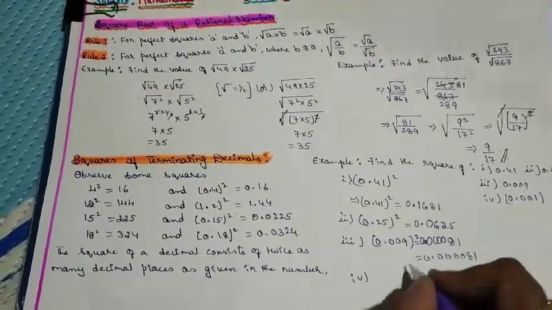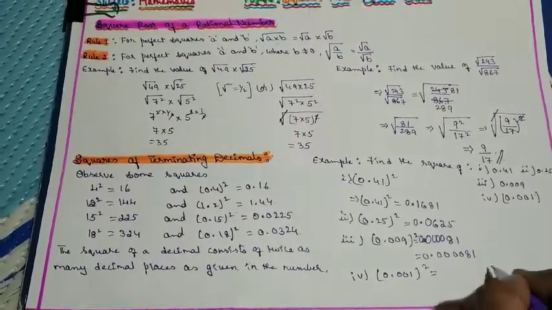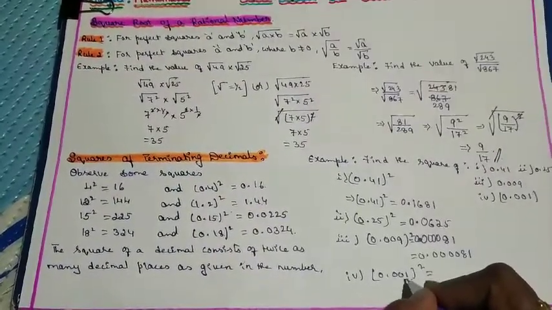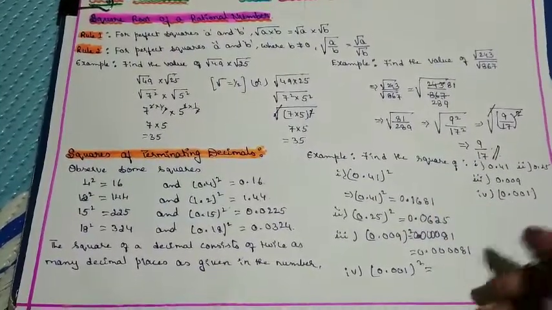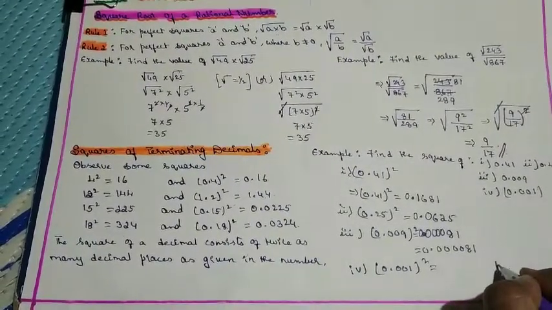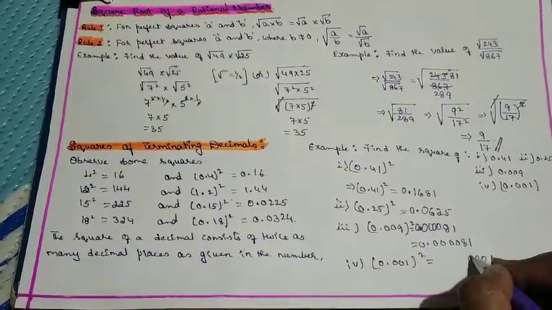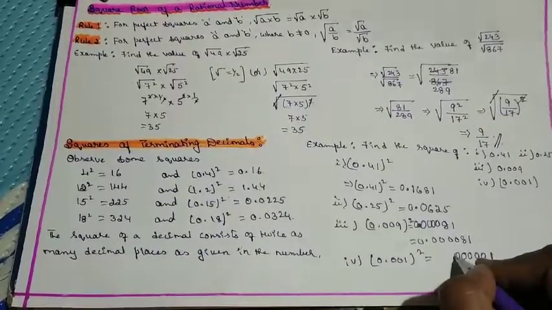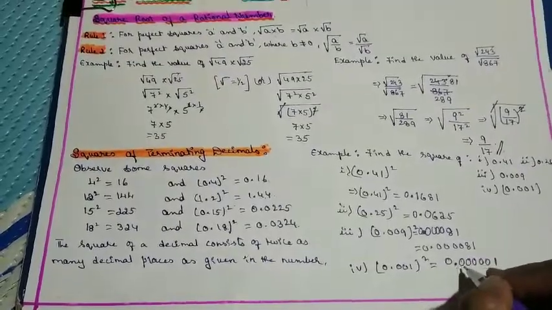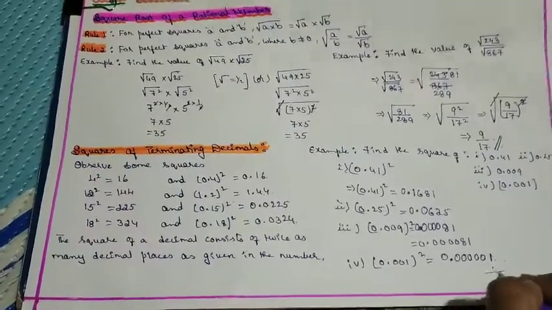Next, let me move to the fourth one. The fourth question is 0.001 whole square. Then 1 is the answer because 1 square is nothing but 1. But after the decimal point we have 3 digits. 3 doubling makes 6. So I cannot write the zeros towards the right side of the number. I can put them to the left. So 6 digits, with 1 digit already given: 1, 2, 3, 4, 5, 6. Then the decimal point. Before the decimal point, if any digit is not there, then we can make it 0. So the answer is 0.000001. Hope this is clear, children.